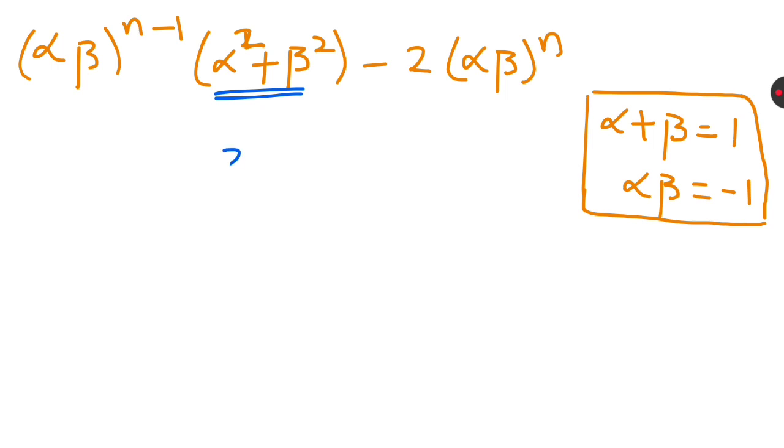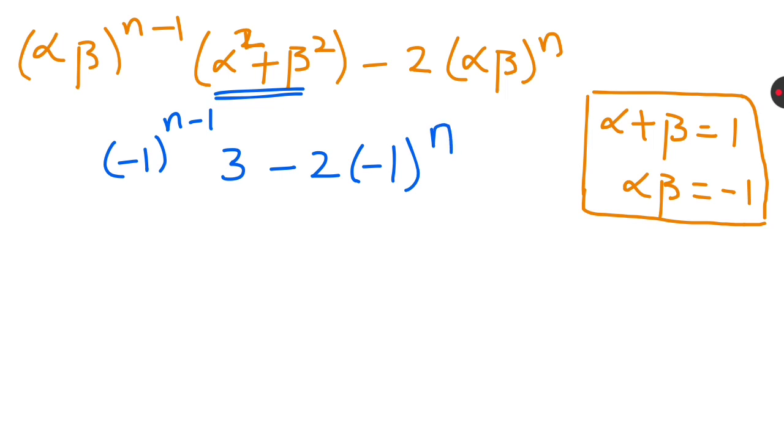So let's substitute here. And what is alpha beta? The value of alpha beta is minus 1. Let's substitute minus 1 here: (minus 1) whole raised to power of n minus 1. So alpha power 2 plus beta power 2, the value is 3. So we already wrote minus 2 times alpha beta, the value is minus 1, (minus 1) whole raised to power of n. Here (minus 1) whole raised to power of n minus 1 becomes (minus 1) whole raised to power of n times (minus 1) whole raised to power of minus 1.